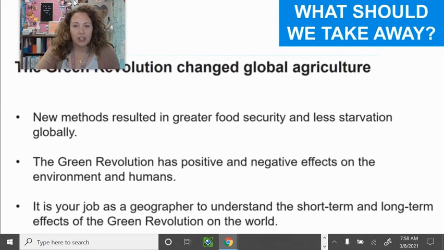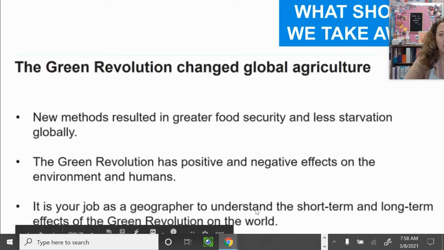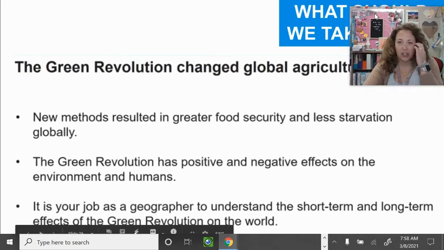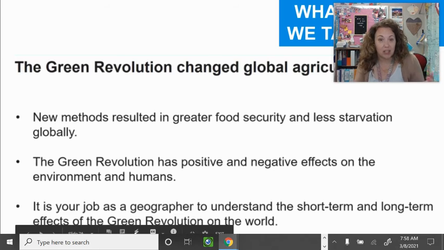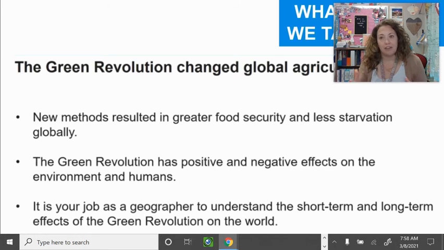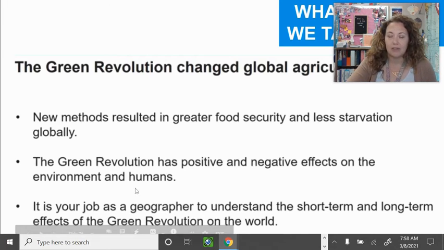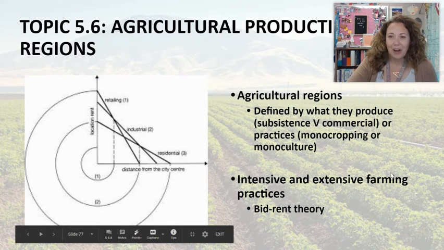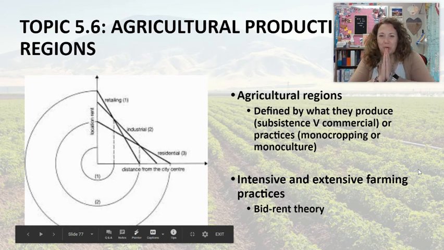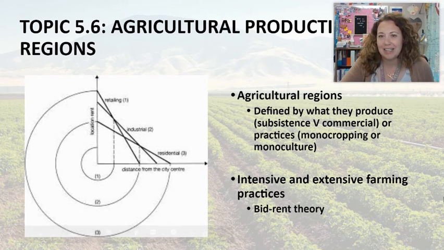Okay, the Green Revolution has changed global agriculture. New methods have resulted in greater food security and less starvation globally. That's good. Positive and negative effects on the environment and humans. That's sketchy. And it is your job as a geographer to understand the short and long-term effects of this around the world. Okay, last one for part 1, 5.6. Woot, woot. We're almost there, guys.